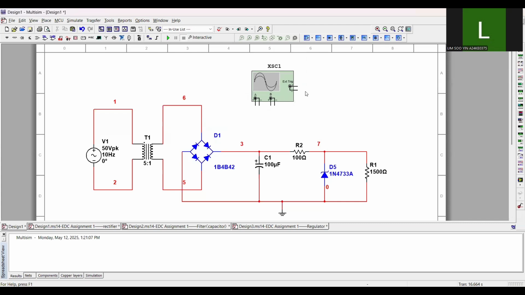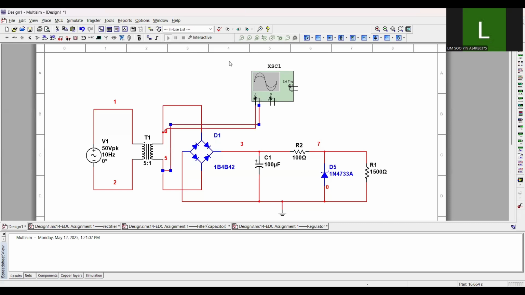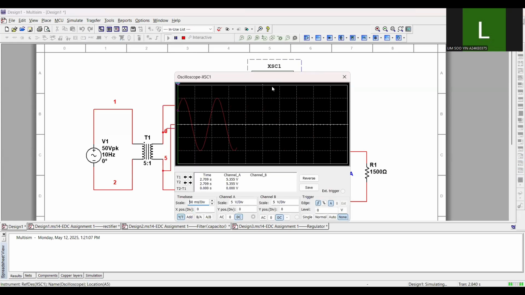Okay, I will place an oscilloscope and connect the channel A to the output of the step-down transformer. Okay, let's see the waveform. It's a perfect sinusoidal waveform, alternating between positive and negative half cycles.